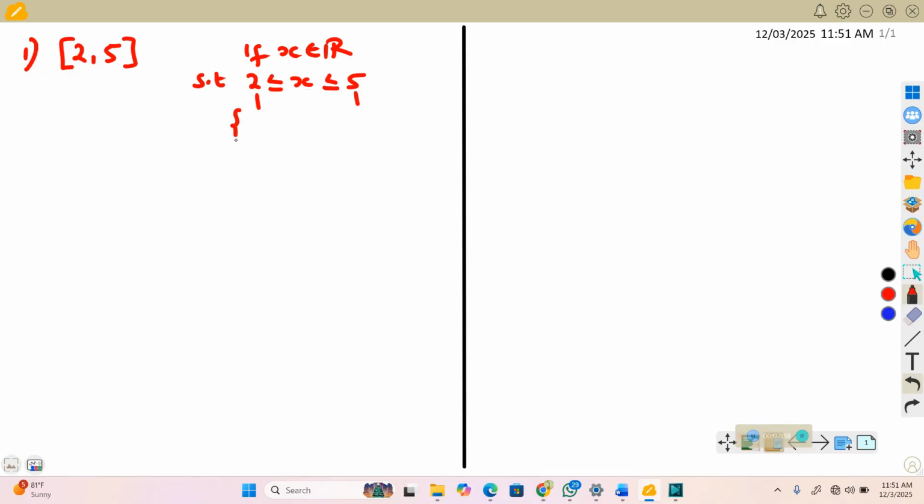Meaning that if you are to list such numbers here, you must begin with 2, you must end with 5, and you must write all these other numbers within this given interval. So such a set has x lying from 2 up to 5, not forgetting that x is a real number. Such a set includes 2 and includes 5. So basically, we need to talk about the maximum, the minimum, infimum, and the supremum.